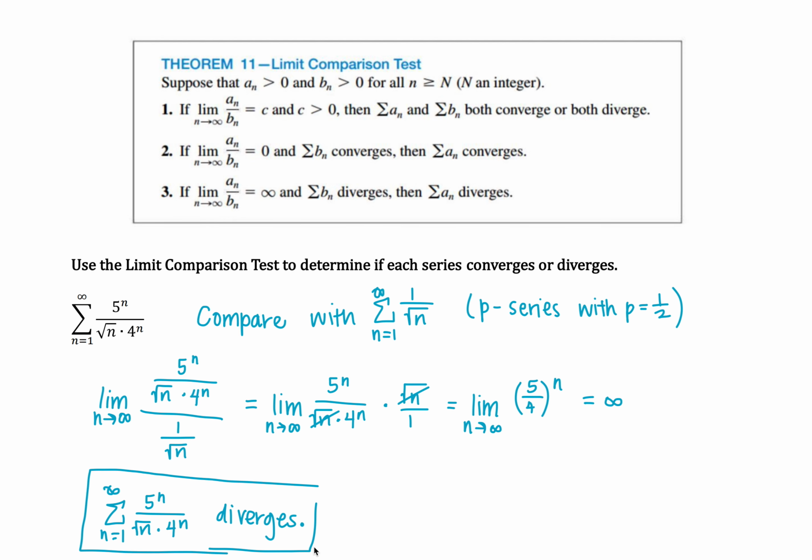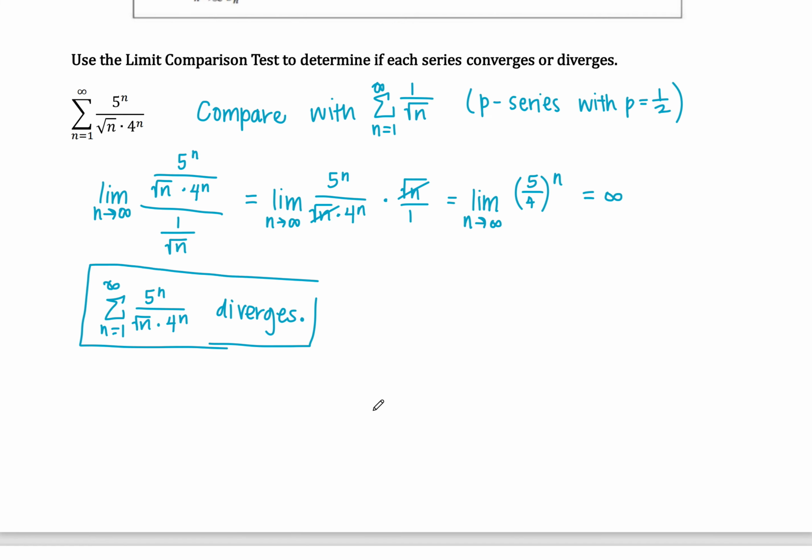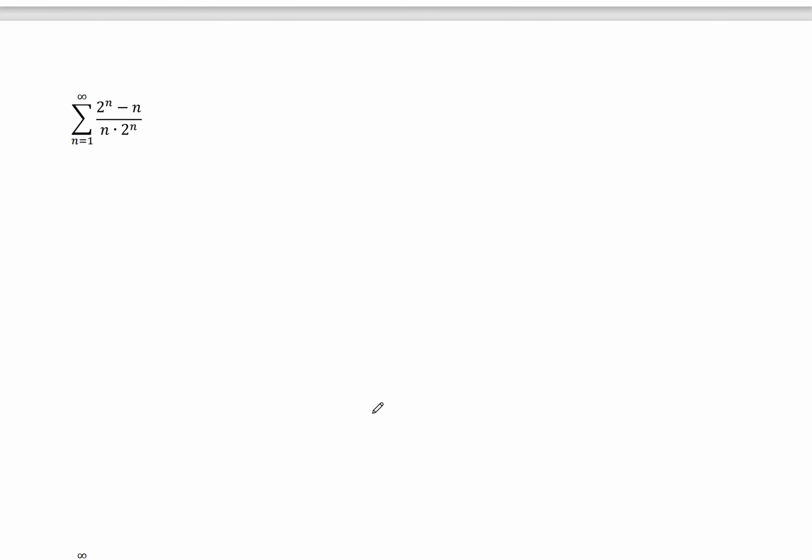And that's how the limit comparison test works. So let's look at a couple more examples. For the second one, we're looking at the series (2^n - n) over (n times 2^n), which is a bit of a mouthful.